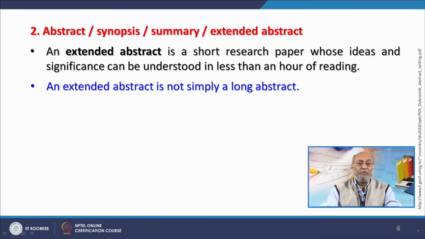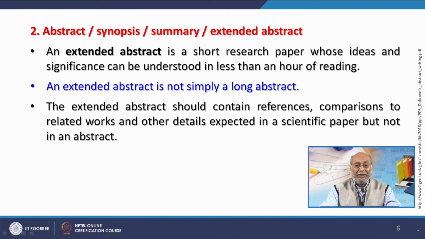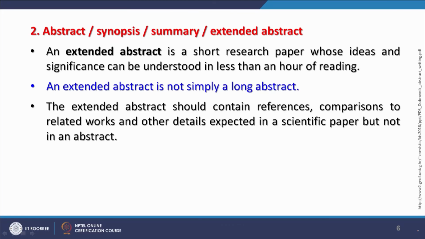So, an extended abstract is not simply a long abstract. This is another very important thing: because an extended abstract is a short research paper, almost everything can come in a brief manner. If somebody says that your abstract is going to 2 pages, so you cut it by half, it is not like that. It is not a long abstract, this is an extended abstract. And so, the extended abstract should contain references, because in an abstract we have not included those things. Comparison to related works and other details expected in a scientific paper, but not in an abstract. So, that is also an important part.